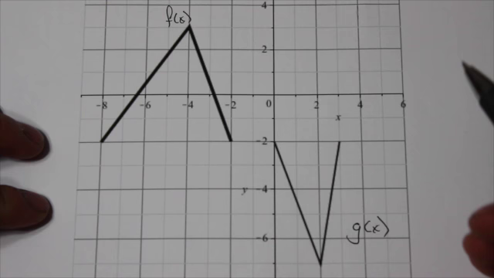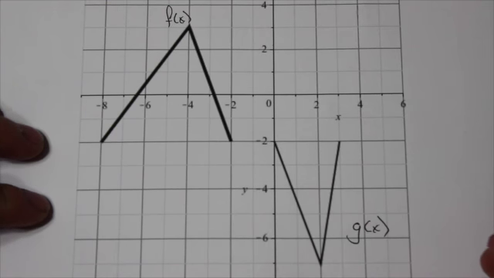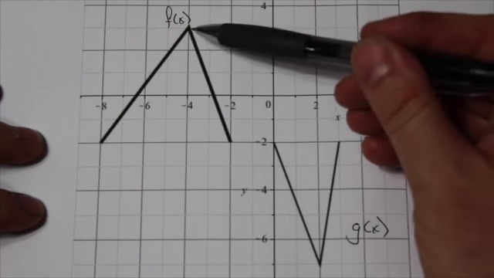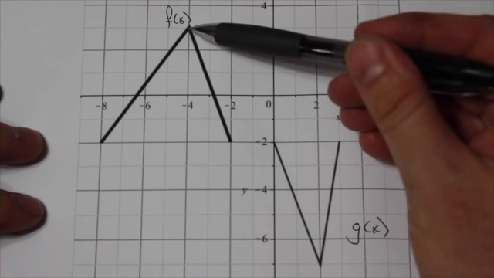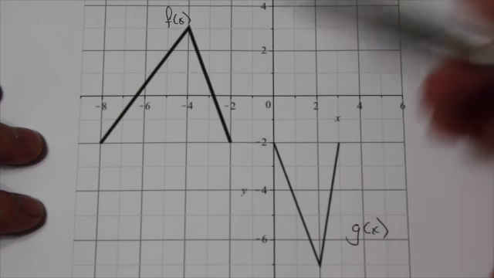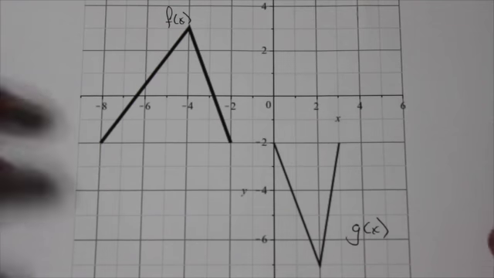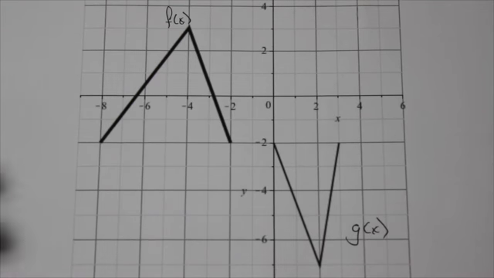Now, first of all, we know that we're supposed to do stretches, reflections, and translations. That's the order that we attack this in. So let's take a look here. Vertically, f of x is 1, 2, 3, 4, 5 units tall. Well, g of x is 1, 2, 3, 4, 5 units tall. So there hasn't been a vertical stretch.